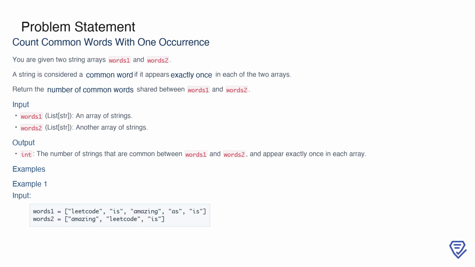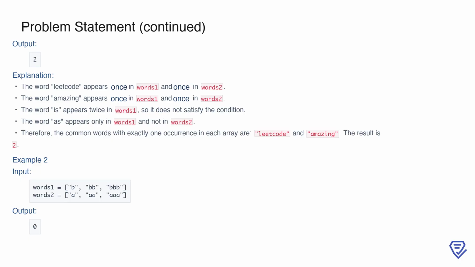For example, the input might consist of two lists of strings, and you need to apply the given condition to identify qualifying words and calculate the result. In the first example, words1 contains the strings "LeetCode", "is", "amazing", "as", "is", and words2 contains "amazing", "LeetCode", "is". The output here is 2. This is because "LeetCode" appears once in both arrays, and "amazing" also appears once in both arrays. However, "is" appears twice in words1, so it does not satisfy the condition. Additionally, "as" appears only in words1 and not in words2, so it is also excluded. As a result, the two common words are "LeetCode" and "amazing", giving us the output 2.